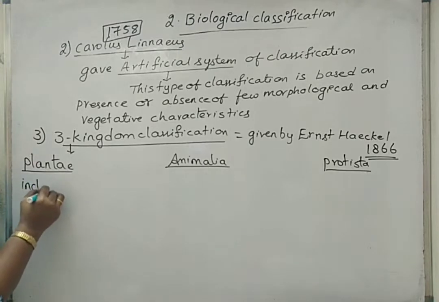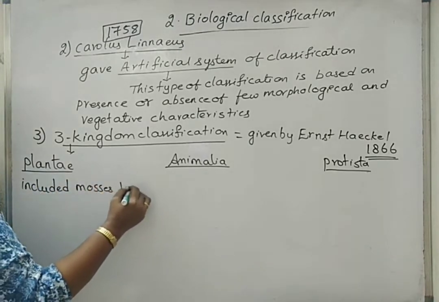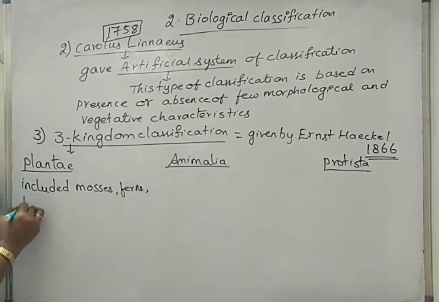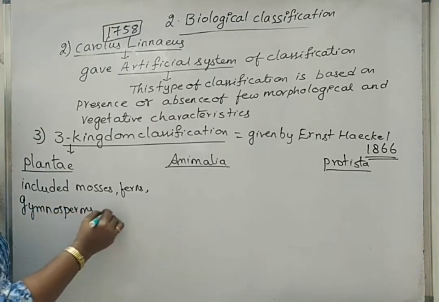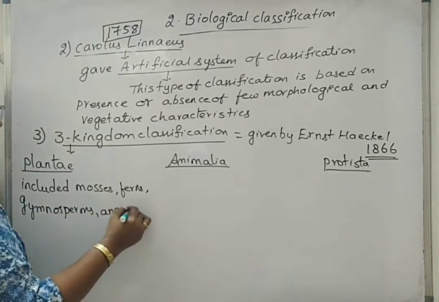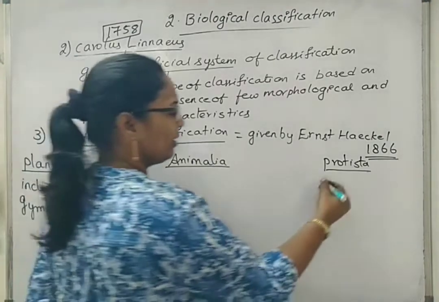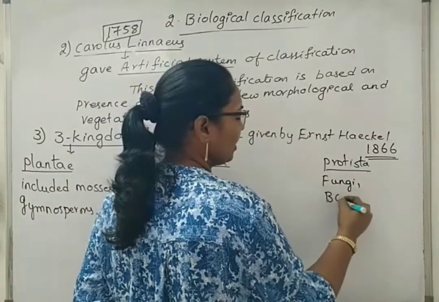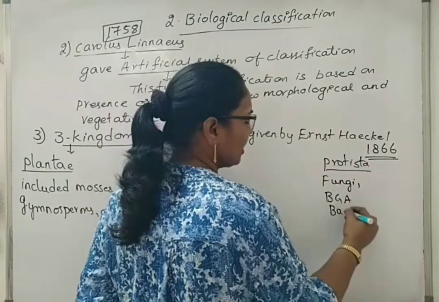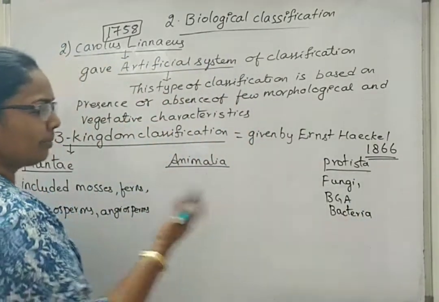He included mosses, ferns, next gymnosperms and angiosperms. He has taken fungi from here, from Plantae, next blue-green algae, bacteria from Plantae and kept them under Protista.